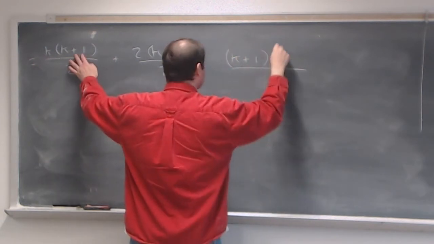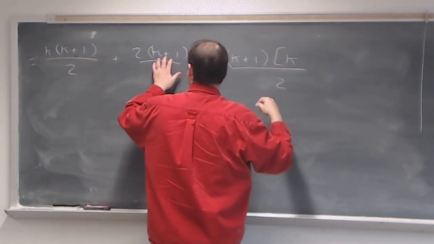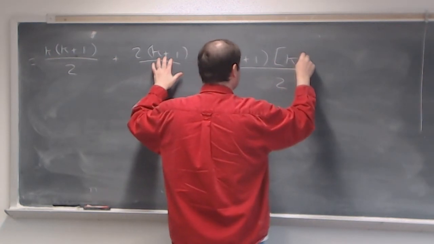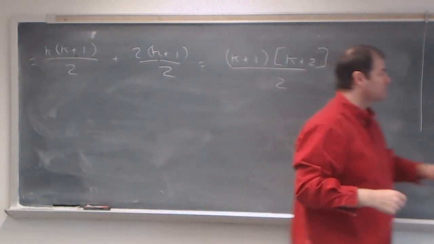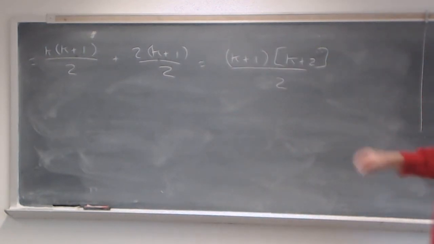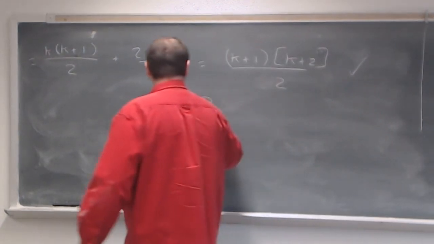When I factor out a k plus 1 here, I'm left with a k. When I factor out a k plus 1 here, what am I left with? Plus 2. K plus 2, all over 2. Isn't that what I wanted to show? That's it. That ends the proof.